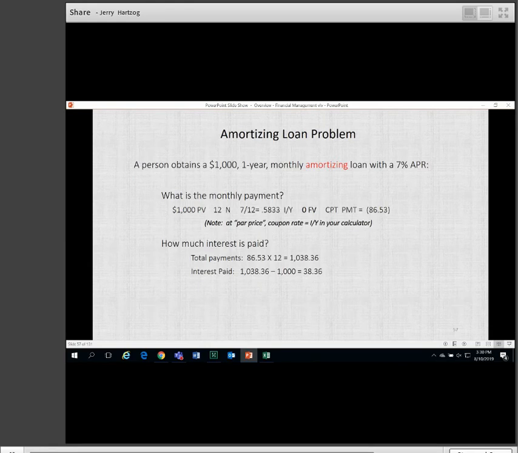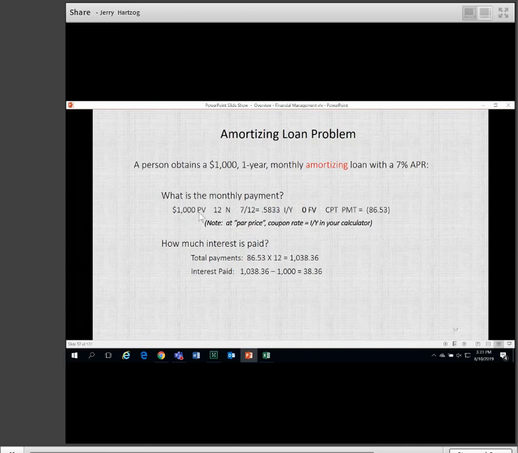Now, another problem related to APR and APY is the amortizing loan problem. Suppose a person obtains a $1,000 1-year monthly amortizing loan with an APR of 7%. So, the question might be, what's the monthly payment? Well, we use the 5 white keys. We can just pretend it's a bond.